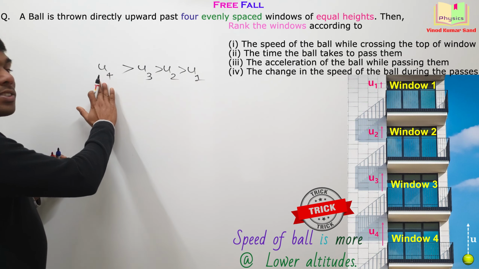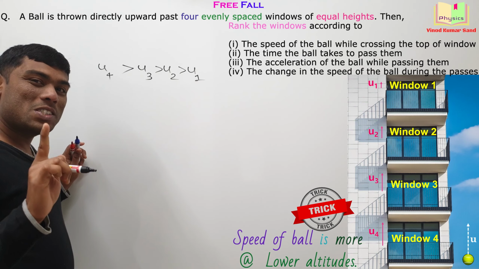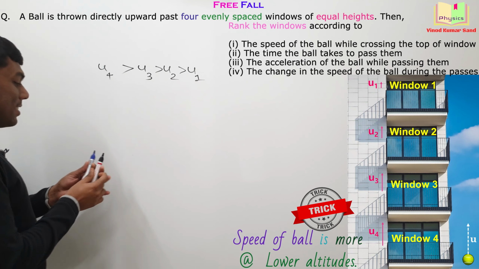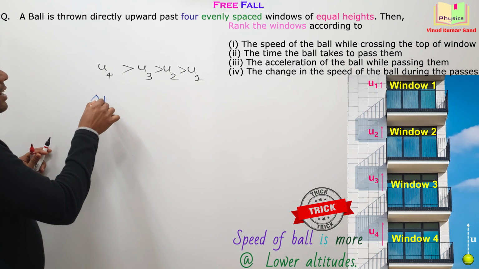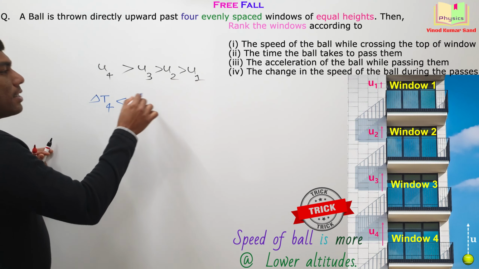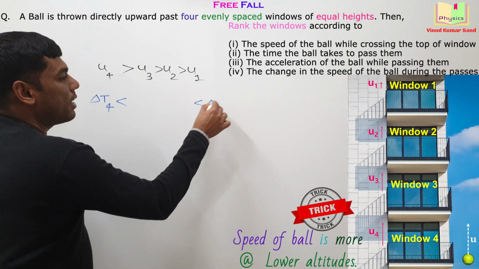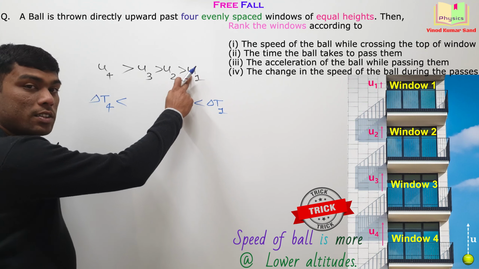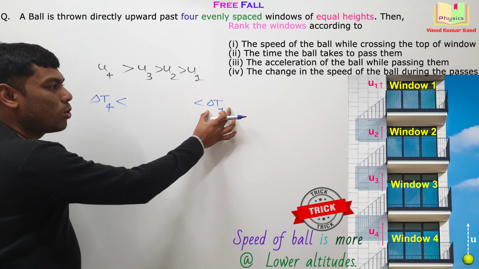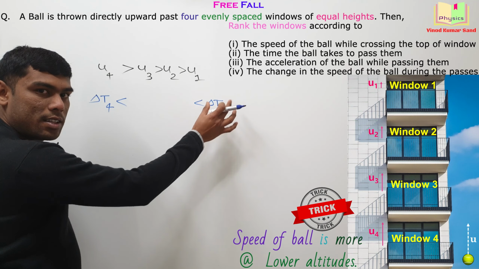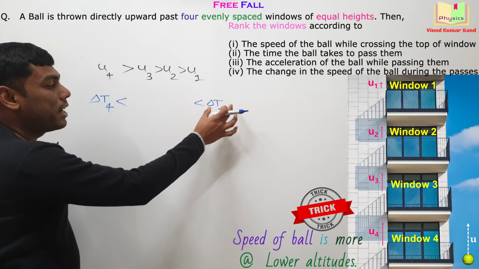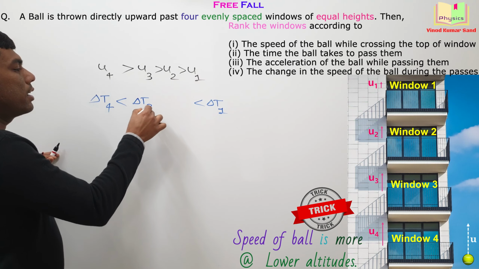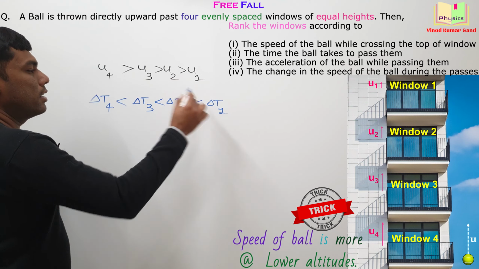If u4 is greater, then in crossing window 4 the time taken will be least. It means delta t4 is least and delta t1 is maximum. At higher altitudes the speed of the ball is less, so covering the same distance, the same length of the window, it will take more time. So completing the remaining order here, delta t3 and delta t2.